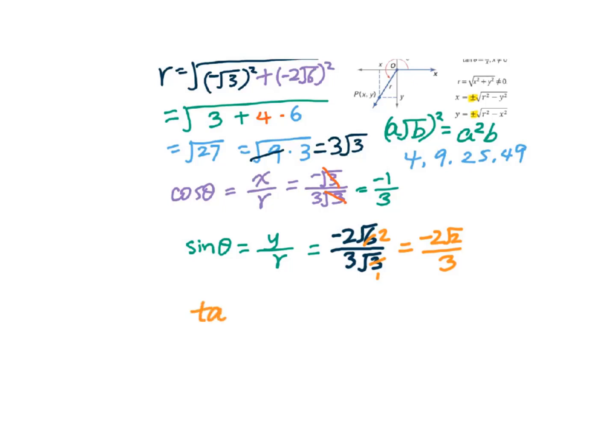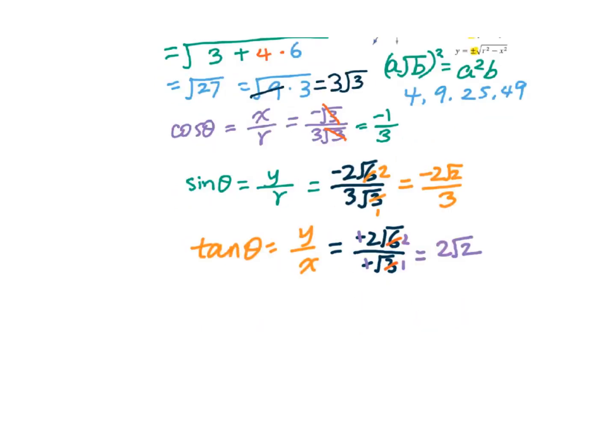For tangent theta, you will get y over x. So we got y is negative 2 square root of 6. X is negative square root of 3. Reduce. We got 2, here's 1. Negative negative will be positive. That's how you get the 2 square root of 2. That's tangent theta. After we found the major trig functions, let's go to the minor trig functions.